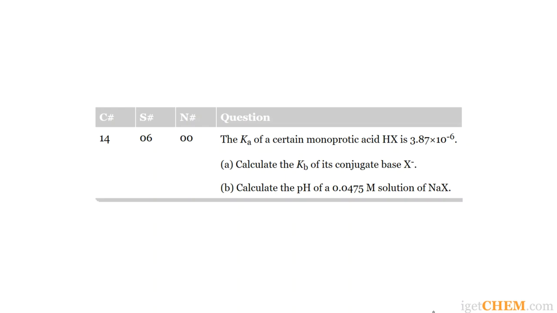The Ka of a certain monoprotic acid HX is 3.87 times 10 to the minus 6. Part A, calculate the Kb of its conjugate base, X minus. And Part B, calculate the pH of a 0.0475 molar solution of NaX.